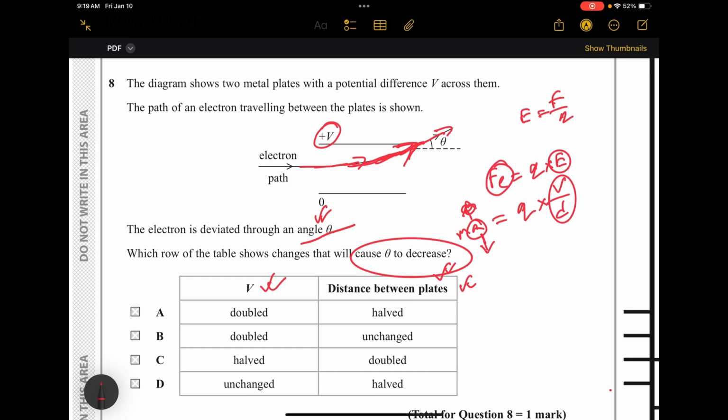So in order to decrease the acceleration, we have to decrease the V and increase the D, because V is directly proportional, so it should be decreased, and D is inversely proportional, so it should increase. So our V will be halved and the D will be doubled. So our correct answer will be C.